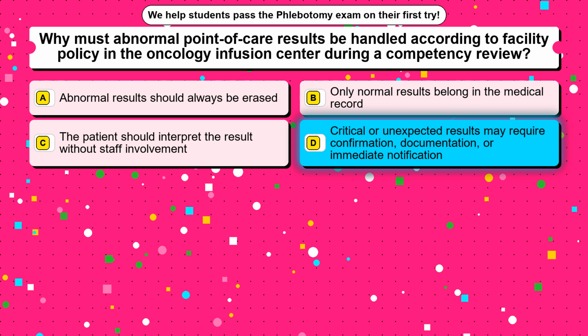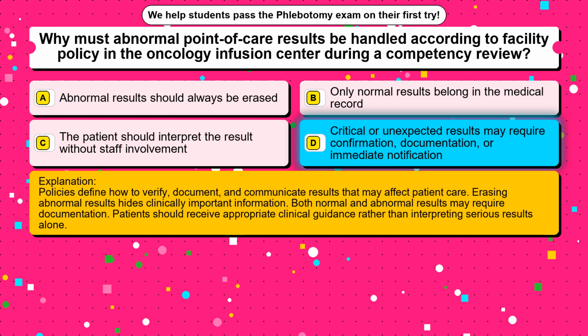Critical or unexpected results may require confirmation, documentation, or immediate notification. Policies define how to verify, document, and communicate results that may affect patient care. Erasing abnormal results hides clinically important information. Both normal and abnormal results may require documentation. Patients should receive appropriate clinical guidance rather than interpreting serious results alone.